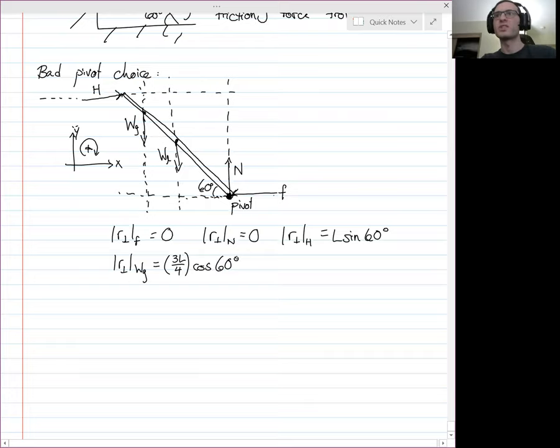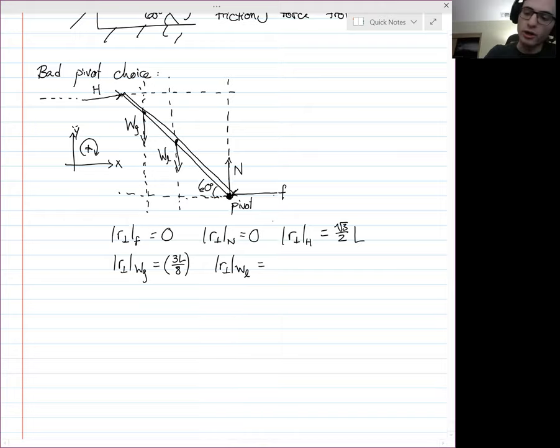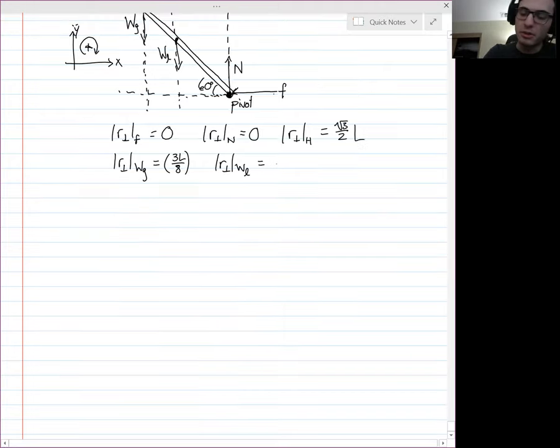By the way, what's the sine of 60 degrees? It's square root 3 over 2. So I'm just going to substitute that in here. Cosine of 60 degrees is a half. So I'm going to substitute that in here too. Our perpendicular of the weight of the ladder is L over 2 times cosine of 60 degrees. So that's just L over 4 because cosine of 60 degrees is a half.